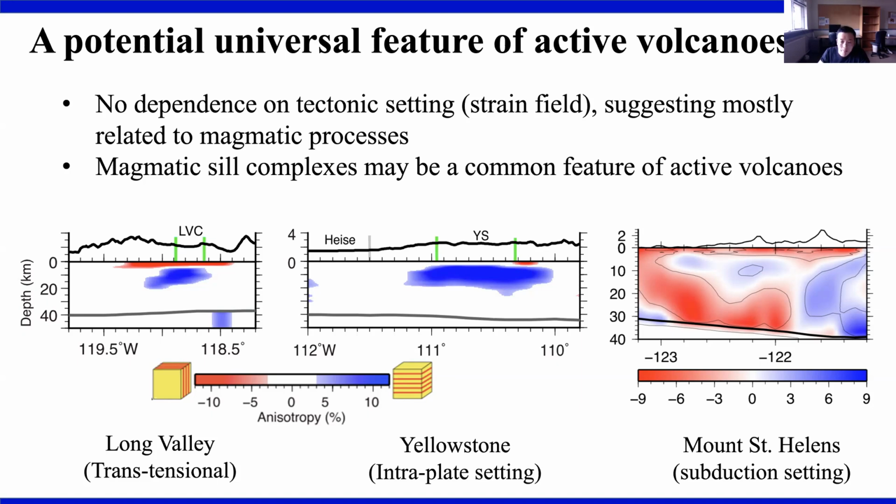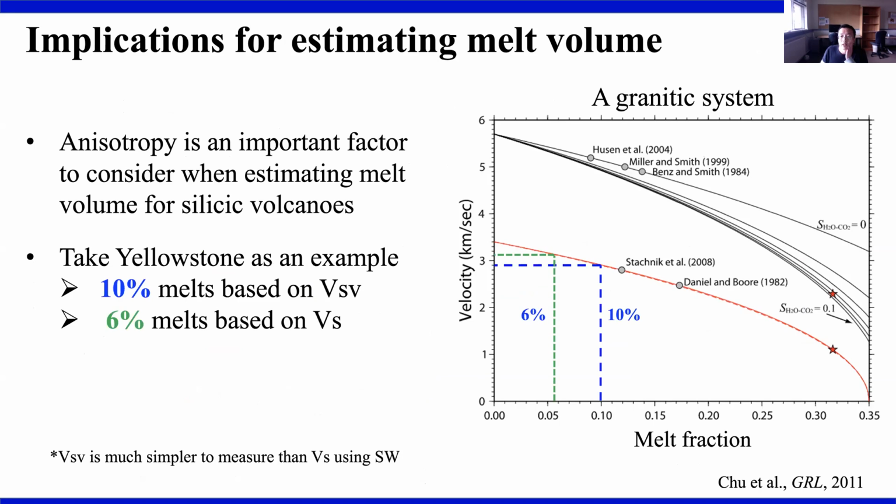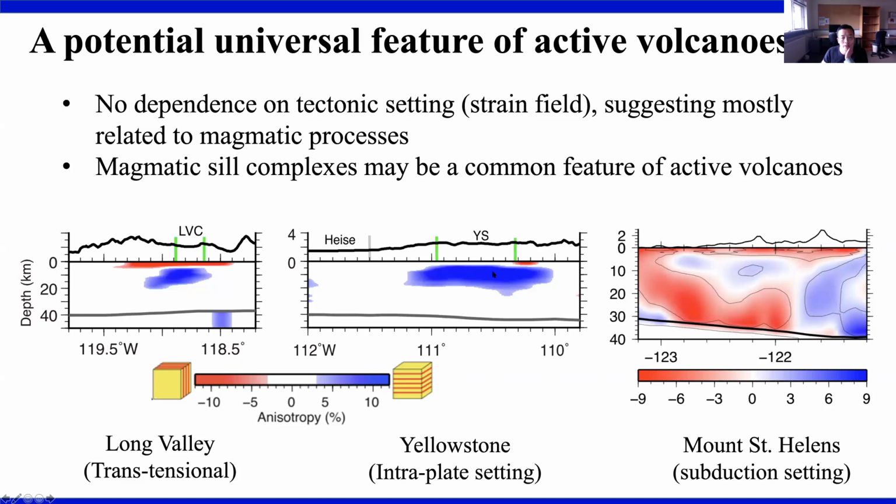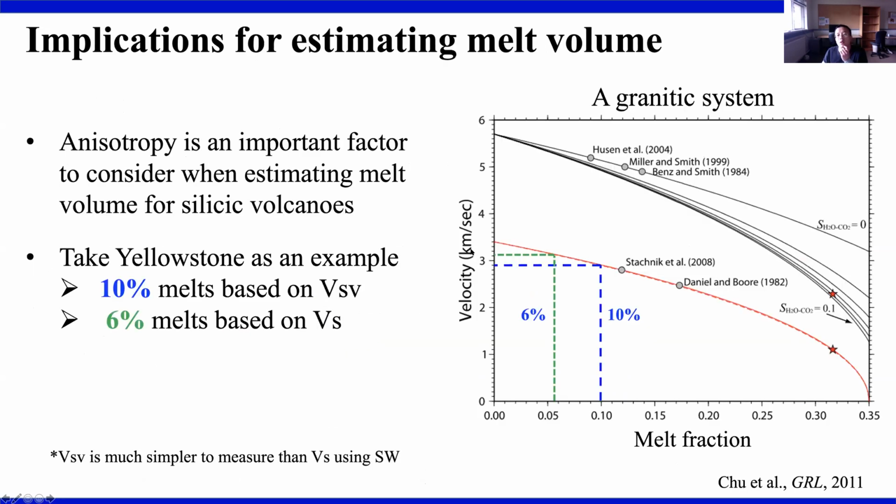Another thing is that if anisotropy is pretty strong, as we see here, more than 10% in most occasions, it actually affects how we estimate the melt volume. In a lot of cases, people tend to estimate the melt volume based on the vertically polarized shear wave, that is VSV, because this is much easier to derive compared to isotropic VS.